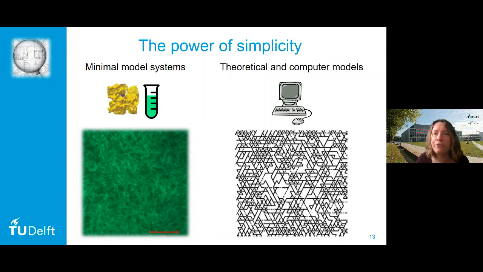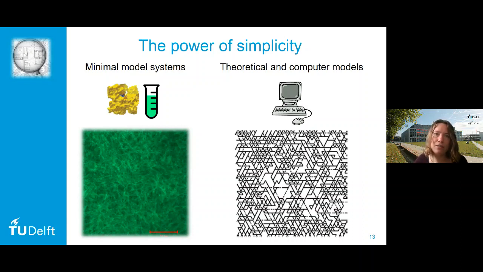It's a very powerful way to find the design principles of biological matter. So the way that we approach this in practice is that we actually make minimal model systems. So we take a test tube, we purify the proteins that are in our body, and we reconstitute simplified networks that represent those networks that we have in the body.